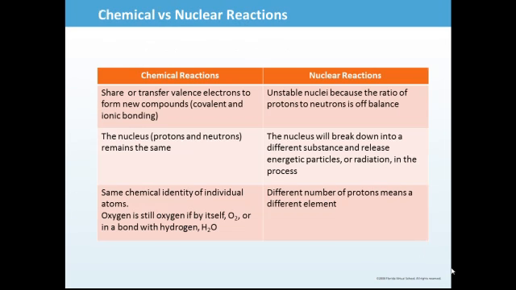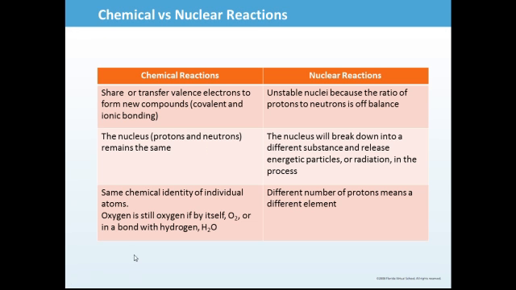We must understand what the difference between a chemical reaction and a nuclear reaction is. In chemical reactions, we are basically just sharing or transferring the valence electrons to form new compounds, such as a covalent compound or an ionic compound. Remember, we're only changing the valence electrons. The nucleus in a chemical reaction remains the same. We're not changing the number of protons or neutrons at all.